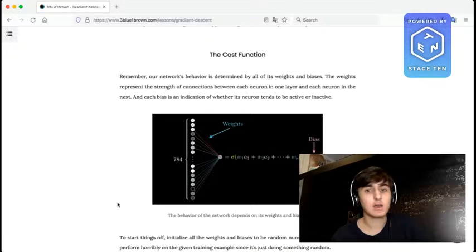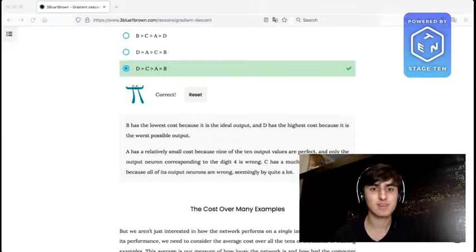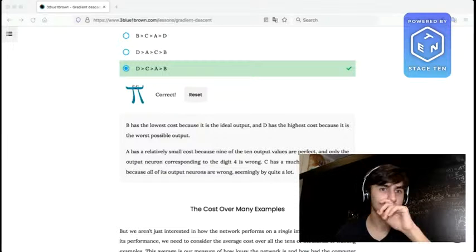A has relatively small cost because 9 of the 10 values are perfect, and only the output neuron corresponding to the digit 4 is wrong. C has a much higher cost than A because all of its output neurons are wrong, seemingly by quite a lot.